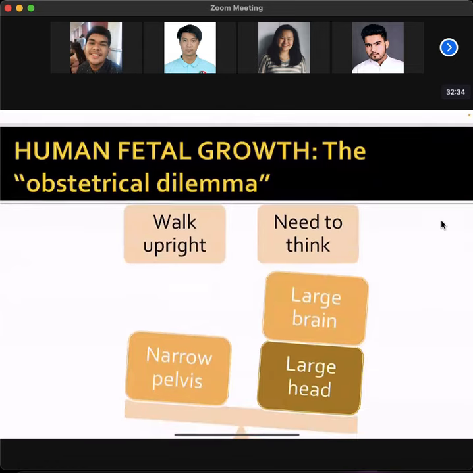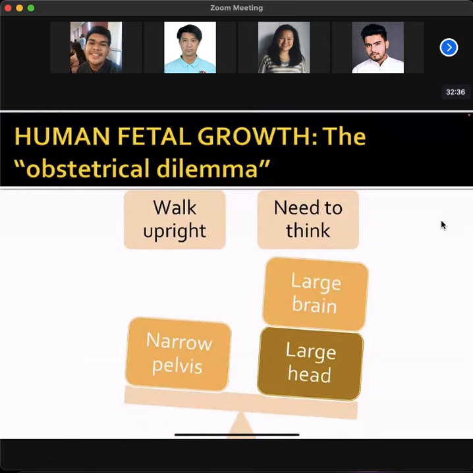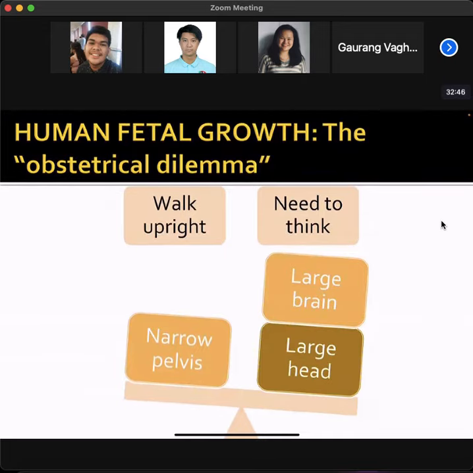However, there is what we call the obstetrical dilemma, wherein humans need to walk upright, meaning having a narrow pelvis, and the need to think, having a large brain, therefore a large head. So the fetal head must be able to negotiate with a narrow pelvis for us to survive for reproduction. So for a normal delivery as well.